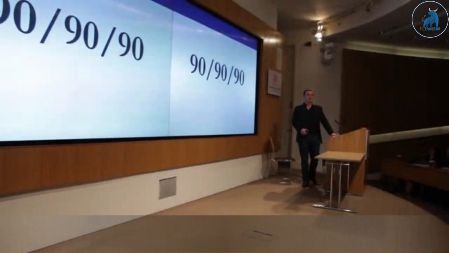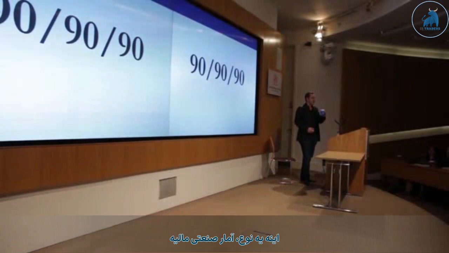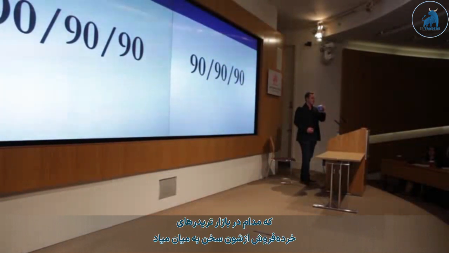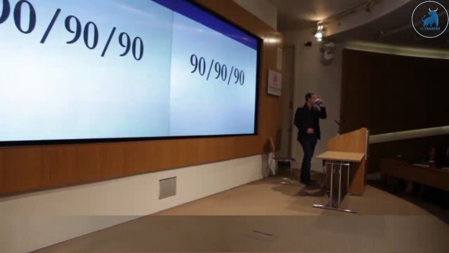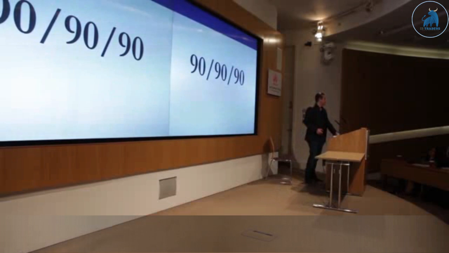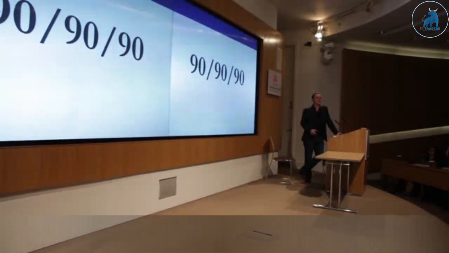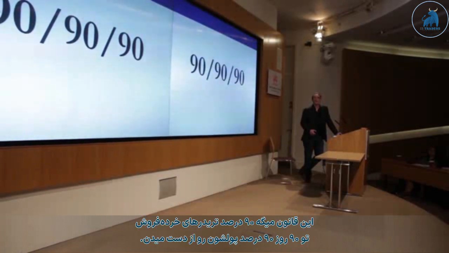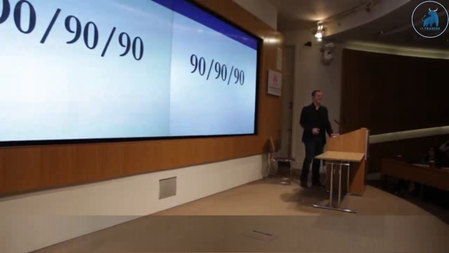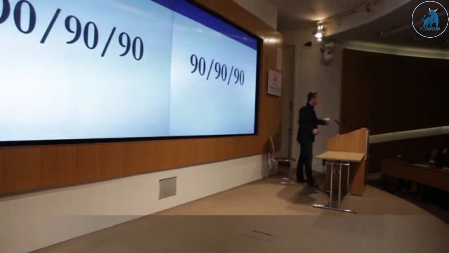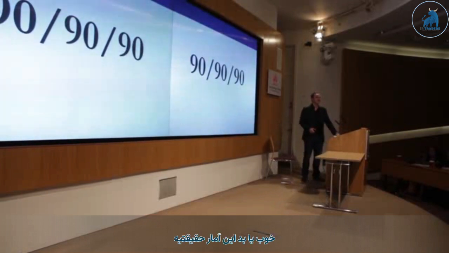Has anybody ever seen this before? It's an industry statistic that's talked about all the time in the retail trader market. The 90-90-90 rule. Does anybody know what it stands for? 90% of the time, 90% of retail traders lose 90% of their capital, or something like that. Close to it. It stands for 90% of retail traders lose 90% of their money within 90 days. And it's a pretty well-known statistic.